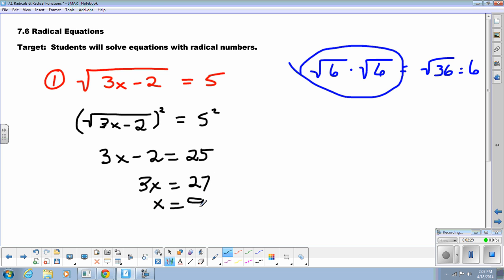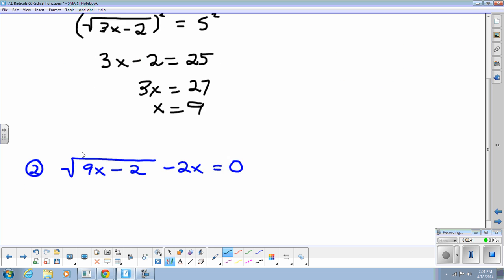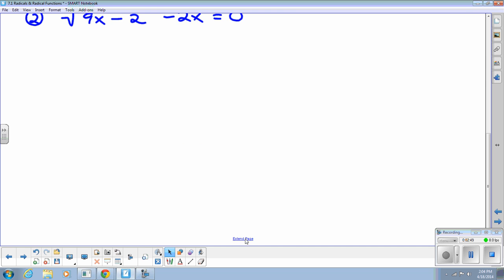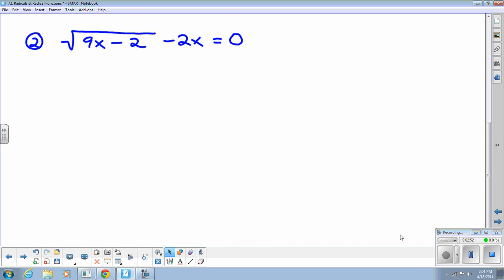So what's new for you right now is that when you have a square root inside the equation, I square both sides of the equation to remove the radical sign, and now it becomes an equation that I'm used to working with. Let's take a look at problem 2. Pause the video for a moment and copy down problem 2. All right, problem 2: the square root of 9x minus 2 minus 2x equals 0.